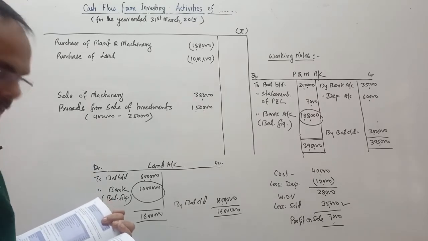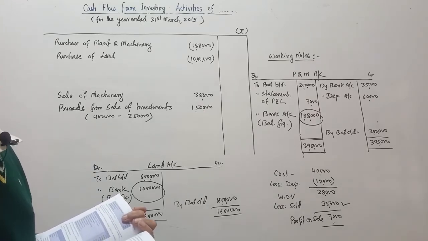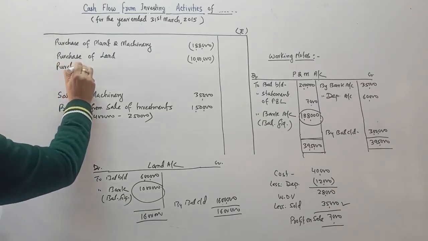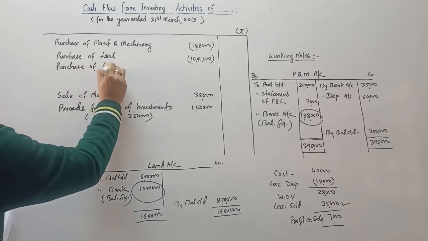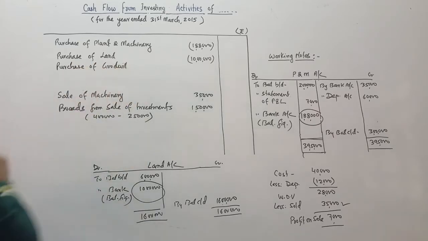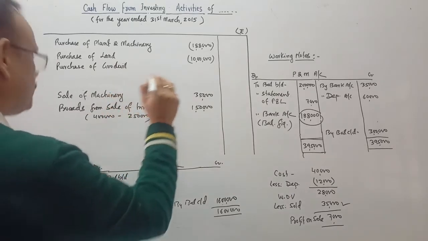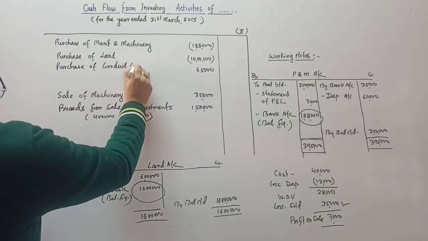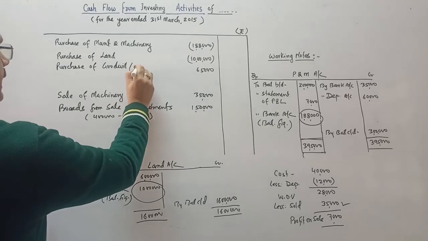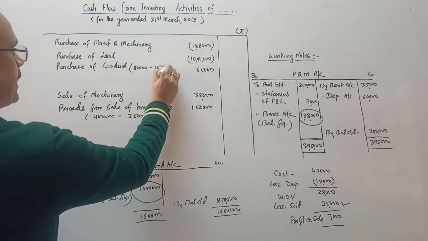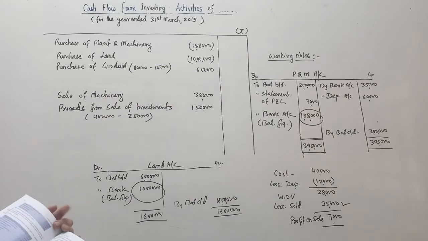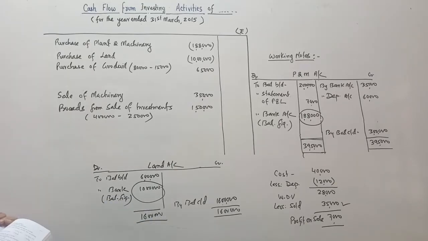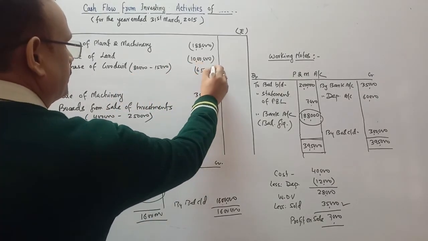Goodwill last year was 15 and this year it is 80,000. It means there is a purchase of goodwill. This is the outflow under the investing activities. The difference is how much? 65. Last year it was 15 and this year it is 80, so it is increased by 65. This increase of goodwill indicates the purchase of goodwill. So purchase of goodwill is 65, outflow.